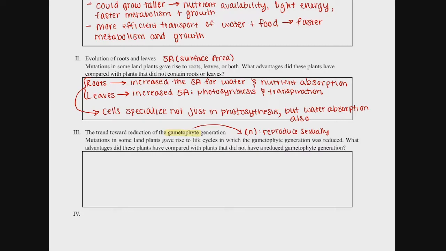Alright, so mutations in some land plants gave rise to life cycles in which the gametophyte generation, so this sexually reproducing haploid generation, was reduced. What advantages did these plants have compared to plants that didn't have a reduced gametophyte generation? Reduction of the gametophyte generation within the sporophyte, the advantage is that it actually helped protect the reproductive phase from mutations in the DNA.